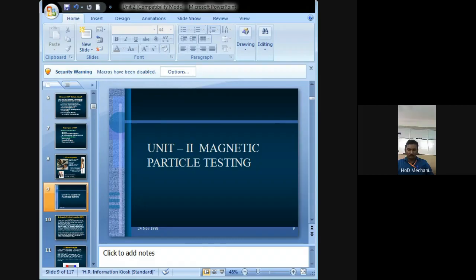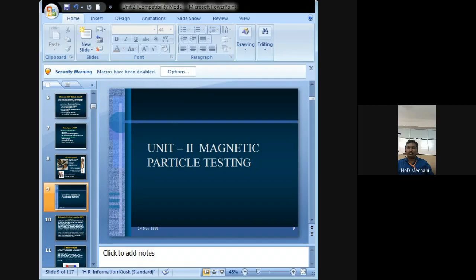Good morning. Today we are going to discuss Unit 2, magnetic particle testing. In this unit, the following topics will be covered. Number 1, what is meant by magnetic particle testing? The principles of magnetic particle testing and the applications of magnetic particle testing, and also what are all the magnetization methods available in magnetic particle testing inspection?